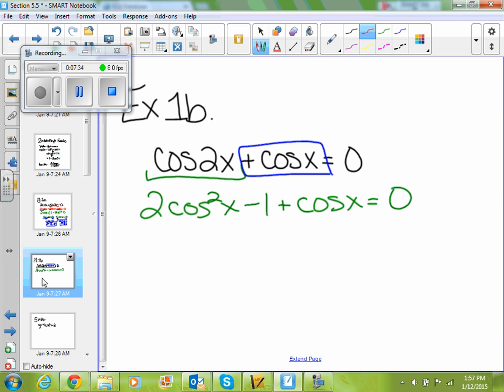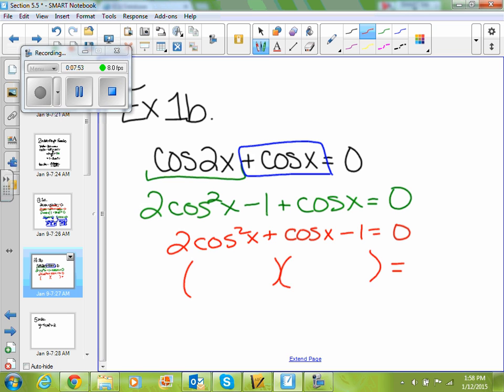Okay, so this is just like any other polynomial. So 2 cosine squared of x plus cosine of x minus 1 equals 0. All I did was rewrite it so that it's in standard form. And this is actually factorable. I'm going to move that down.